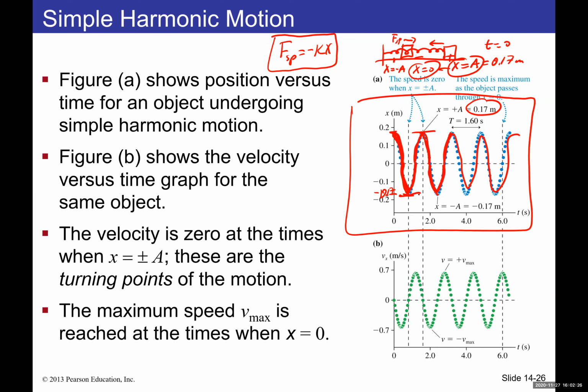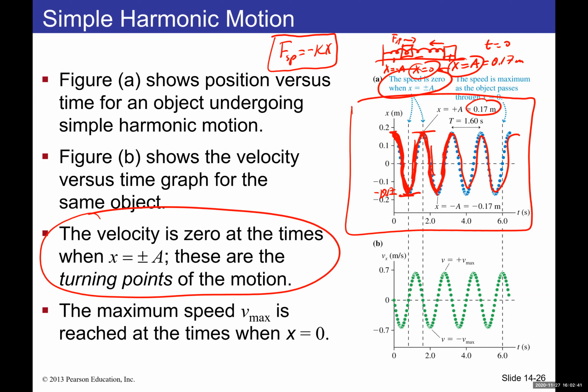If you do the slope for positive A and negative A, you can see that the slope is zero. This means that the velocity, or the speed, is zero at x equals plus or minus A. And if I'm looking at the speed at x equals zero, or the slope, I get the steepest one at x equals zero. That means the speed is the maximum at x equals zero.